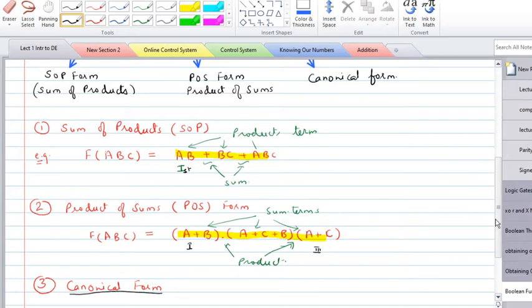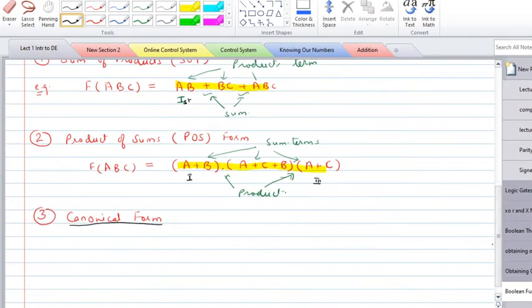So a canonical form is that form, either a SOP canonical form or a POS canonical form.